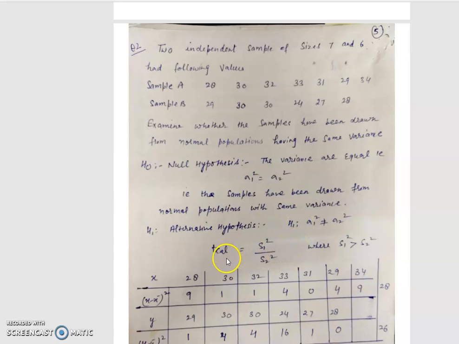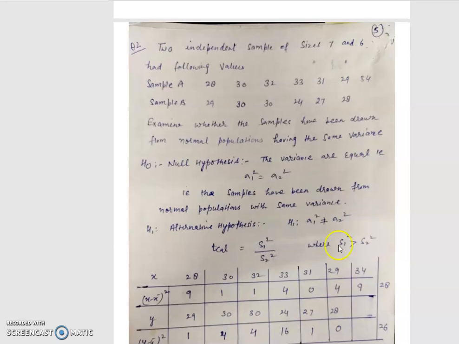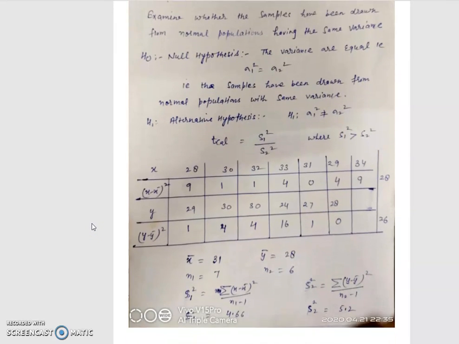Now what is F calculate? F calculate is s1 square upon s2 square, where s1 square is greater than or equal to s2 square. Now the values of x and y are here. Find the mean of x, this is 31. Find the mean of y, this is 28. Now find the value of x minus x bar whole square. Easily you can find: x is 28, x bar is 31, and directly you can take the whole square.